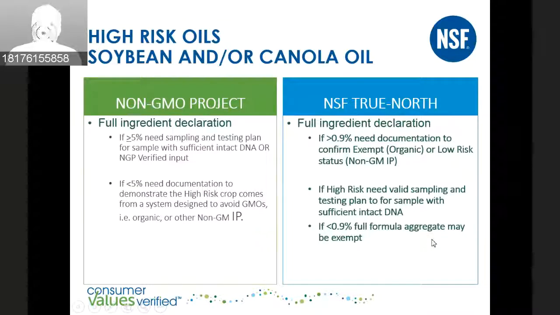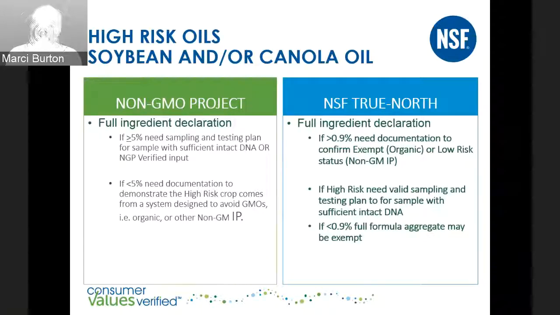Then our last category here is high-risk oils, so soybean oil or canola oil. If it's greater than 5%, then it needs to be Non-GMO Project Verified, or there has to be a sampling and testing plan in place for a sample that has sufficient intact DNA. So crude oil or the actual soybeans or canola have to be tested. Again, for Non-GMO Project Verified ingredients, you just need the summary and certificate. There are quite a few options available.